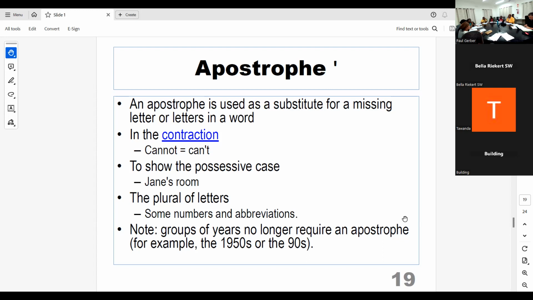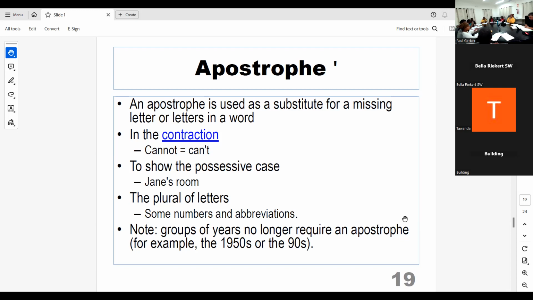So you see there, the example there is cannot. And sometimes you say I can't. No, I can't do that. So instead of saying I cannot, you say I can't. So what happens is you see the N and the O is gone. So in replacement of that, you put an apostrophe there. Okay? That's what it is, no?